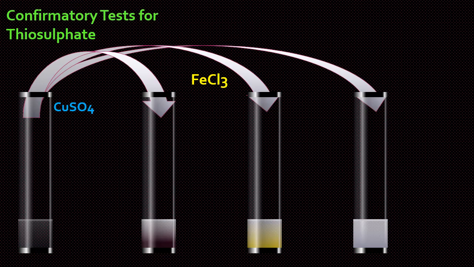A white color precipitate forms by adding the salt silver nitrate into the thiosulfate solution. So this is the third confirmatory test for thiosulfate acidic radical. So by these confirmatory tests we can confirm sulfide and thiosulfate acidic radicals. So this is our last topic.